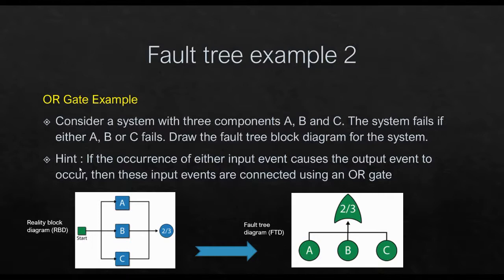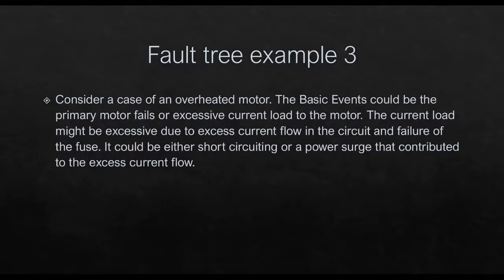So in here, if the occurrence of any single input event causes the output event to occur, then these input events are connected using an OR gate. If the event occurs due to any one of them, we can use the OR gate. If the output, or the cause of the event, occurs due to both of the fail events, then we use the AND gate. We will look at this in the next example.